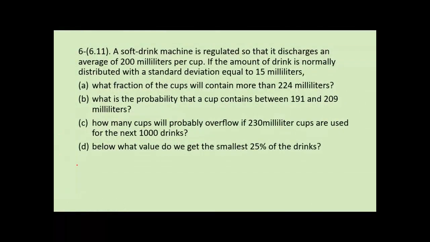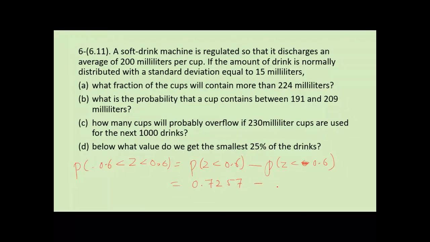So here we write probability of negative 0.6 less than z less than 0.6, which is probability of z less than 0.6 minus probability of z less than negative 0.6. The first area, left side of 0.6, is bigger: 0.7257 minus the left side of negative 0.6, which is 0.2743. Subtract this one and you will find 0.4514. That's the end of this problem. That's the end of case B.